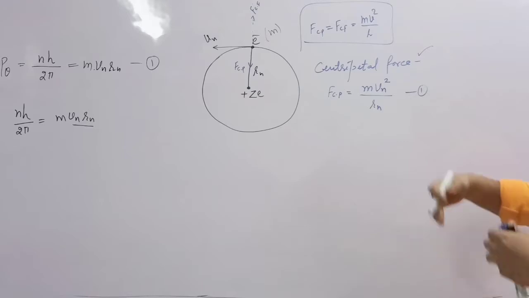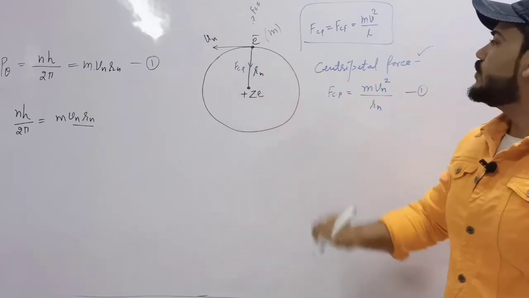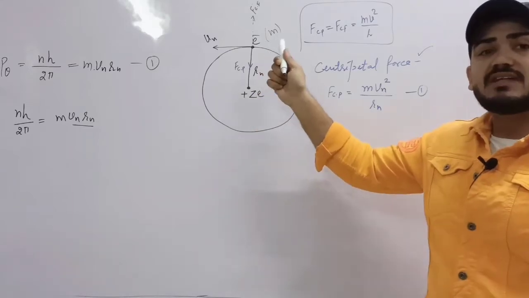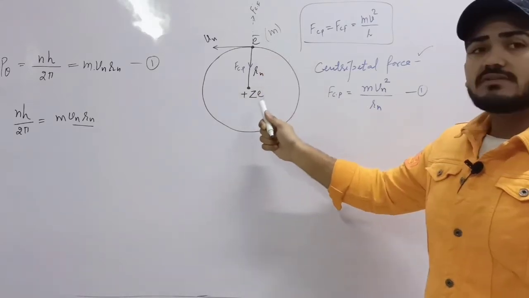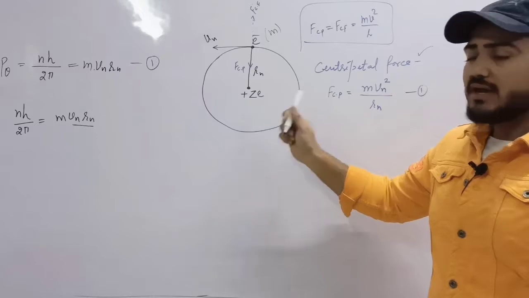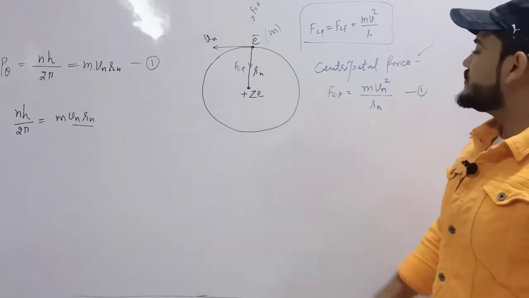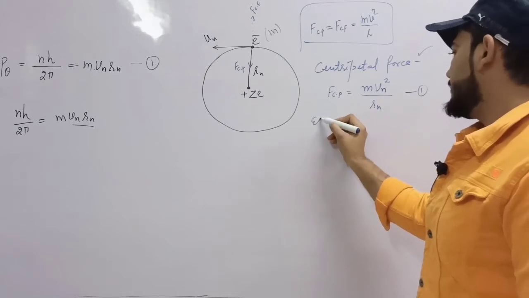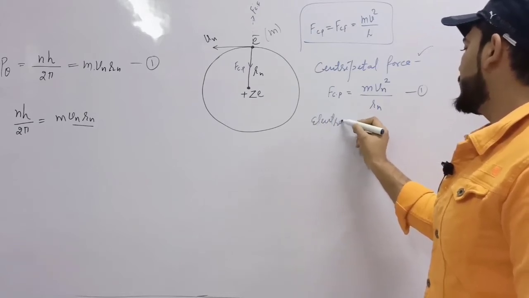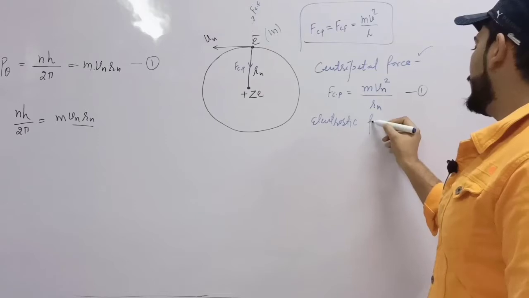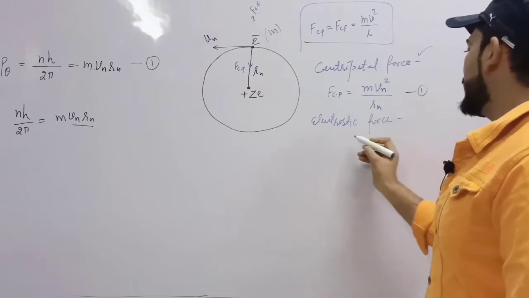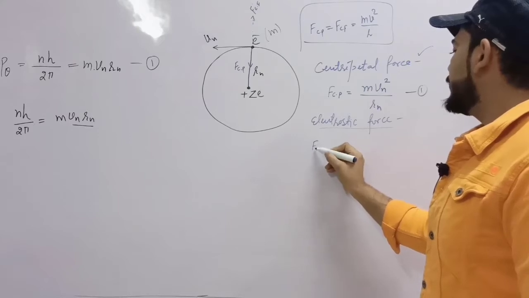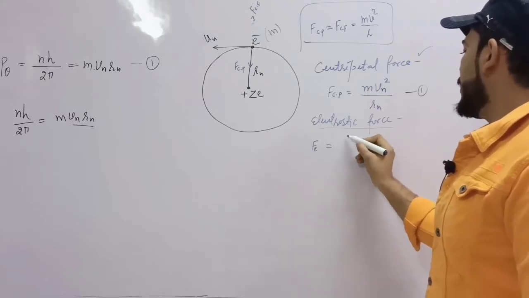Okay, now another force which is acting on this electron, we know that these are two charges. One is this electron, a negatively charged particle, and this nucleus, that is due to the protons. Okay, so we know that another force which is acting on this electron is electrostatic attraction, that is electrostatic force. Clear or not?